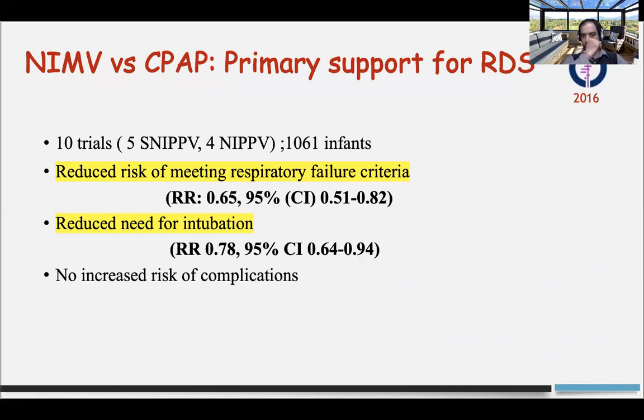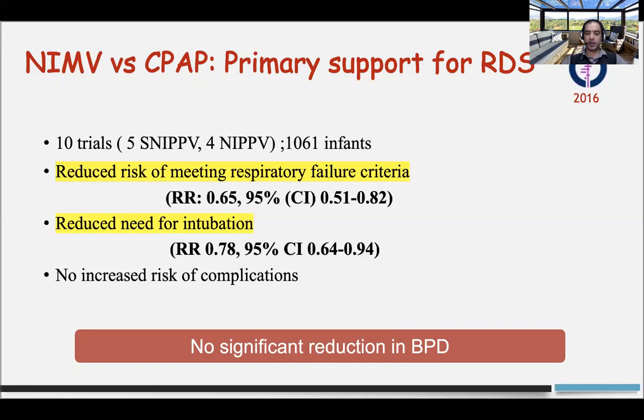Now, the evidence again comes from the Cochrane review, which consists of around 10 trials, 1,000 babies. It showed decreased need for intubation by around 30%. However, the confidence interval was almost nearing 1, and there was no increased risk of complication. Again, it did not show a significant reduction in BPD. Since NIMV requires a ventilator machine, which is costlier and not available at all centers, especially in developing countries, and the evidence is low to moderate grade, CPAP still remains the modality of choice as a primary support for RDS.